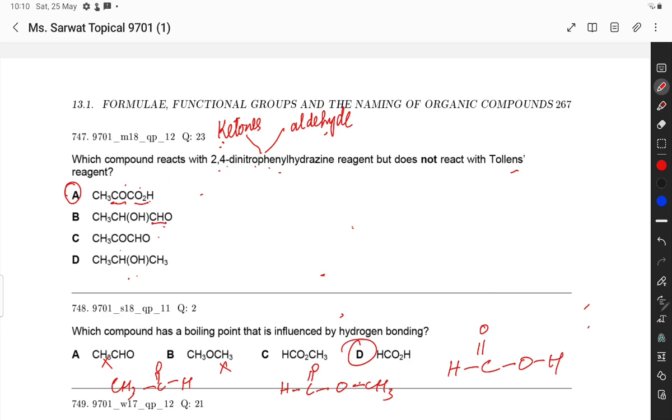Here are the aldehyde and alcohol groups, two functional groups. The aldehyde gives a positive test with Tollens' reagent as well as with 2,4-dinitrophenylhydrazine.